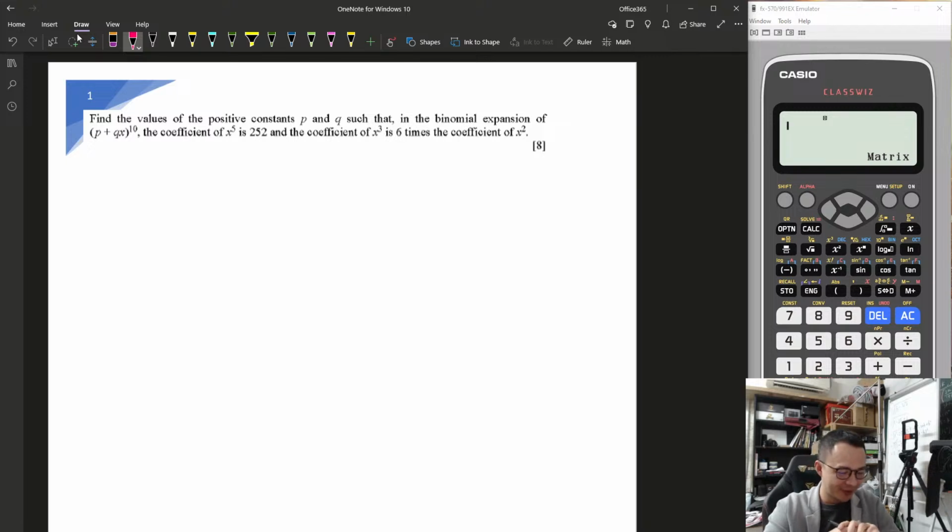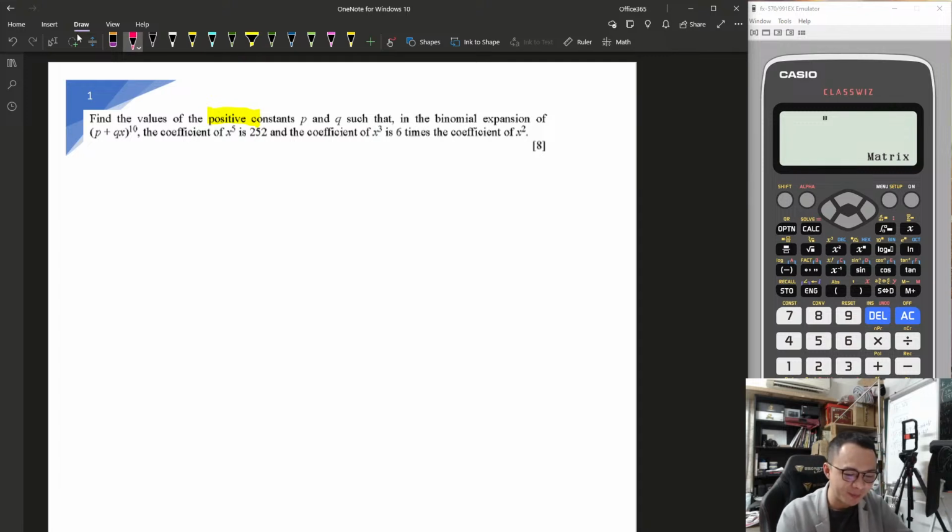Right. Now the first question is kind of hard if you do not know how to do it. We have something like (p + qx) to the power of 10. Basically, they ask us to find the value of the positive constant. I assume later, when we finish, we should have a positive and a negative value. This is the reason why they ask for the positive value. So yeah, I'm new to this concept. Could you possibly go through it first? Yeah, later I will go through it during the process.